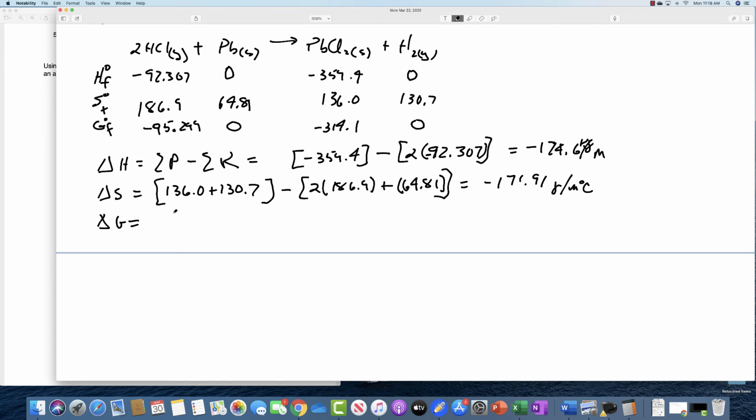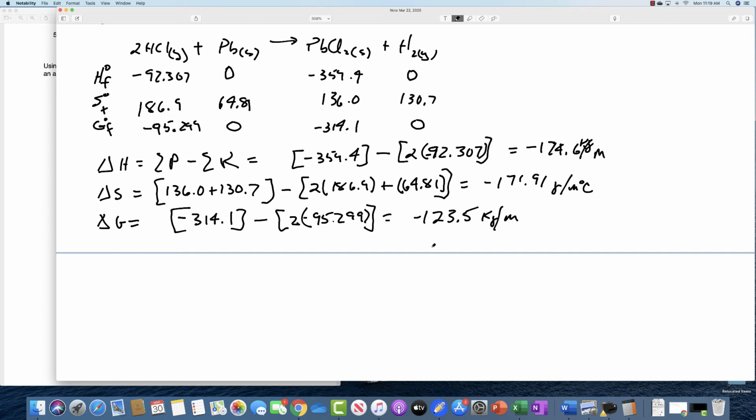Delta G is going to be, again, the products, which is minus 314.1, minus, again, 2 times a negative 95.299. You do the math here and you get negative 123.5 kilojoules per mole. And I said to do it by an alternate method.